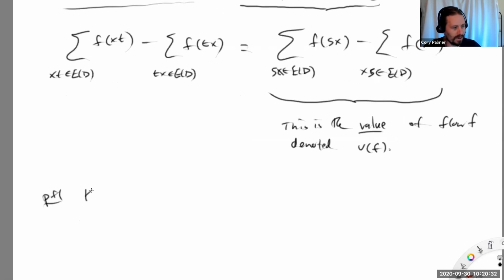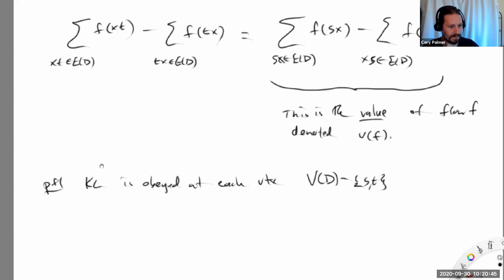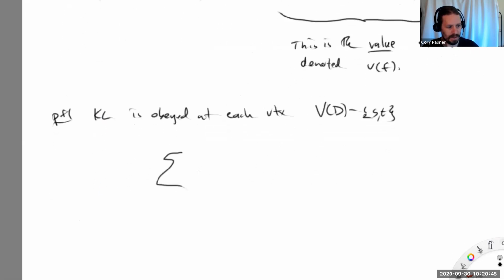Okay, so Kirchhoff's law is obeyed at each vertex of the digraph except for the source and sink. So I can do the following. I can sum up the value of the flow into a vertex X minus the value of the flow out of that vertex X, and that equals 0 every single time. So if I sum over every vertex of the digraph other than S and T, every term in this sum will be 0.